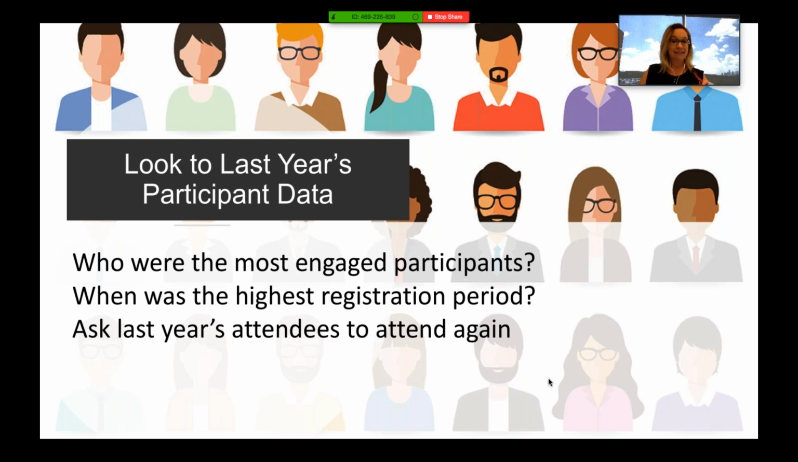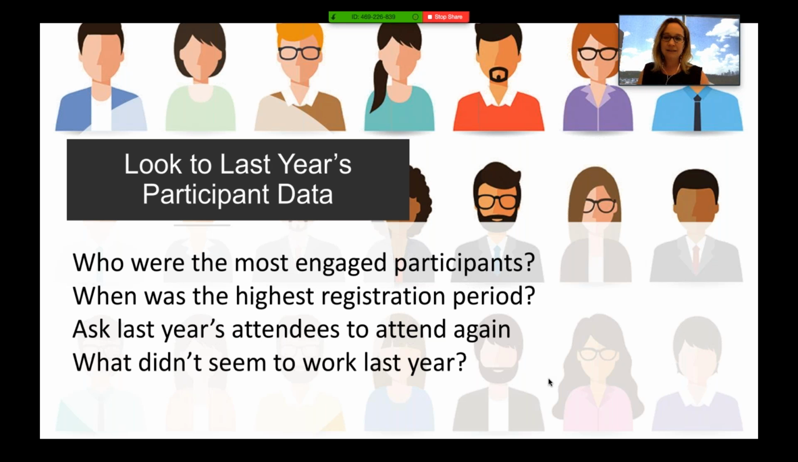Ask last year's attendees to attend again. When looking at last year's data, it's very important to see who attended last year, because you're going to want to obviously ask them to attend again. And you might want to ask them to do something a little bit differently this year. We'll talk a little bit about that. I also want you to look at last year's data, and it doesn't even have to be just last year, but you maybe want to go 2 or 3 years back. However long you've been doing this event, go back as many years as makes sense, and look at what that participant data looks like over time.